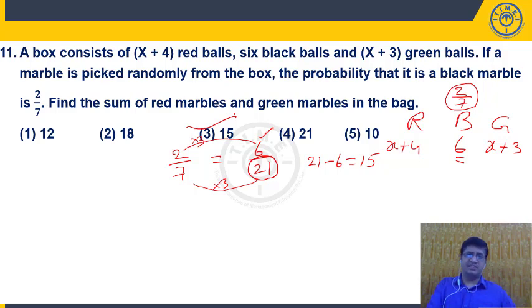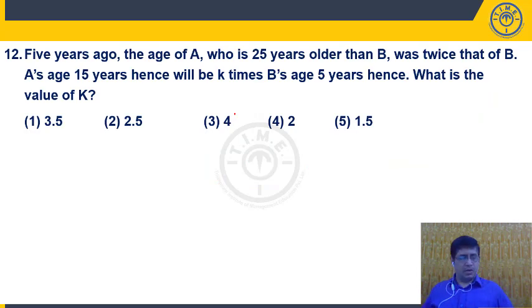Now look at the next example. 5 years ago, the age of A, who was 25 years older than B. 5 years ago means I am taking 5 minus. The value of A and B, how was A? A, 25 years older than B, was twice that of B. When the value of B is equal to x, A is equal to twice, that is 2x.